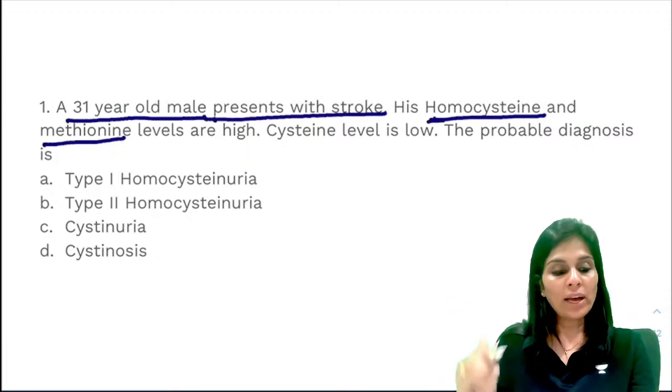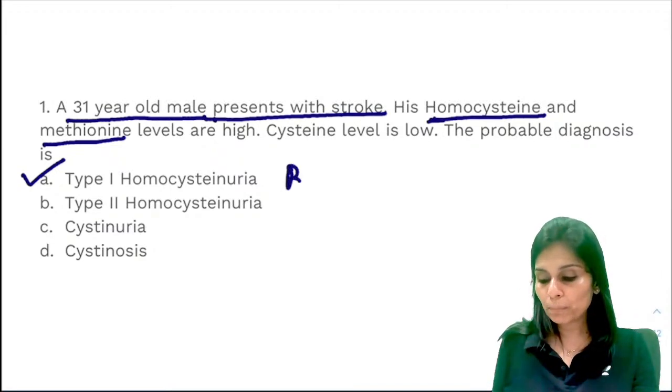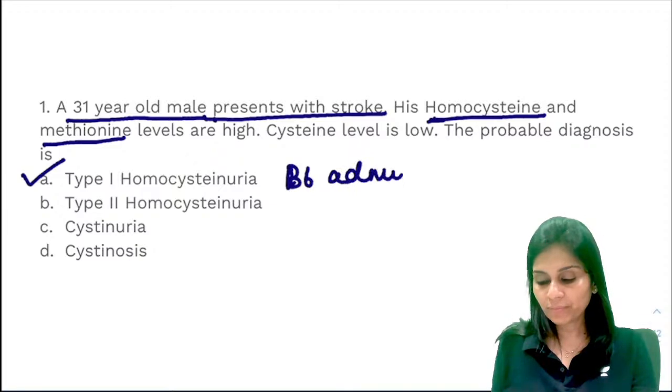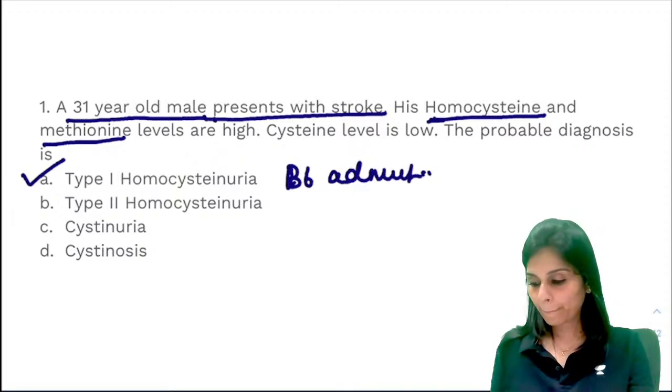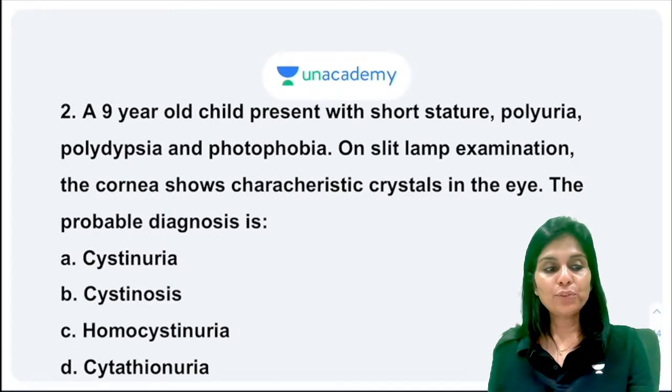It is type 1 homocystinuria. It responds to which vitamin administration, all of you? Type 1 homocystinuria responds to B6 administration. Okay. So this is the next question for today.